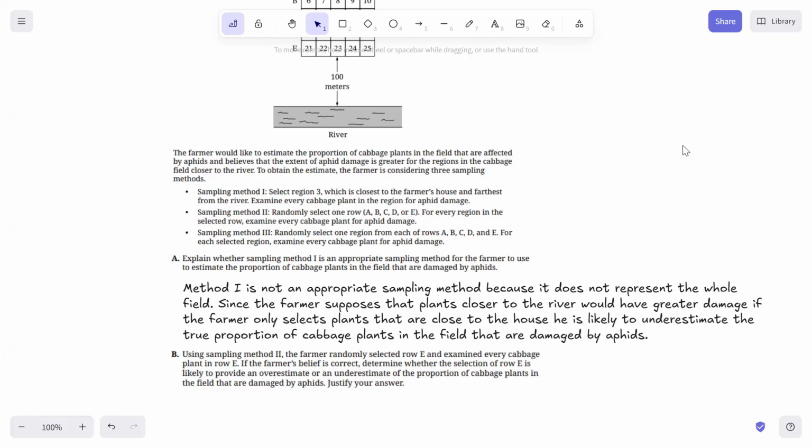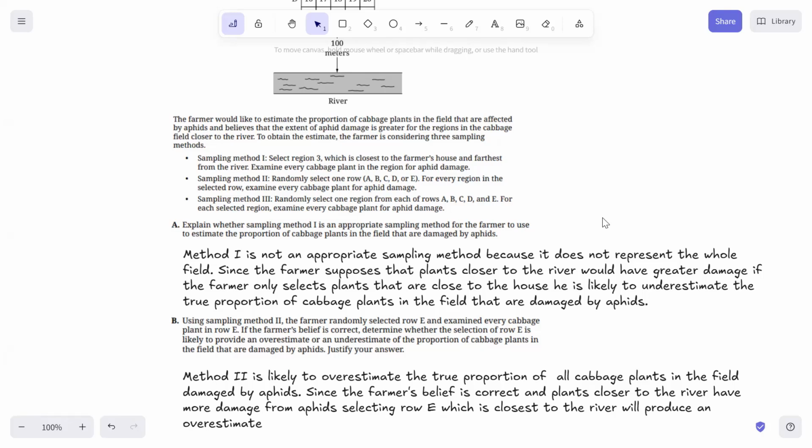If the farmer's belief is correct, determine whether the selection of row E is likely to provide an overestimate or an underestimate of the proportion of cabbage plants in the field that are damaged by aphids. Justify your answer. So here's what we had. Method 2 is likely to overestimate the true proportion of all cabbage plants in the field damaged by aphids. Since the farmer's belief is correct and plants closer to the river have more damage from aphids, selecting row E, which is closest to the river, will produce an overestimate.